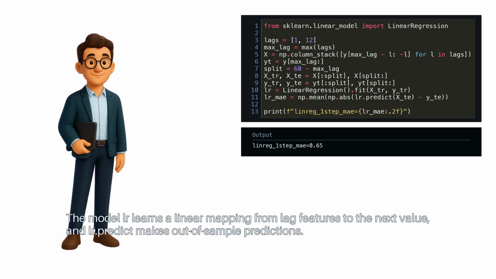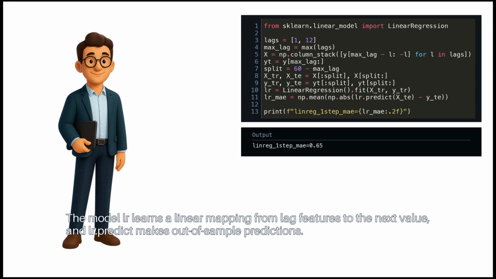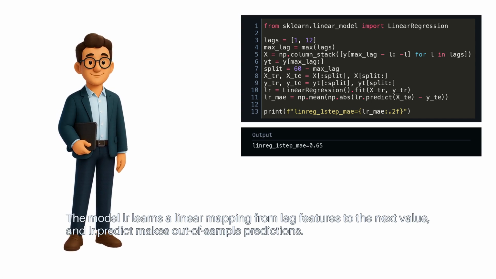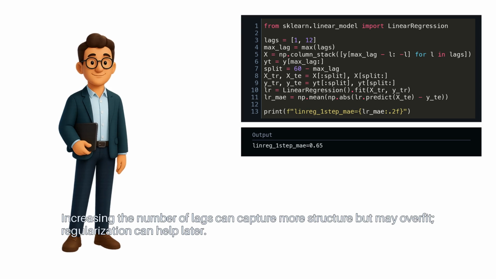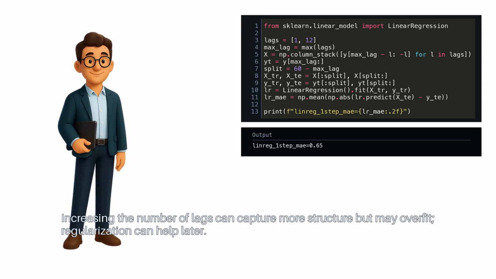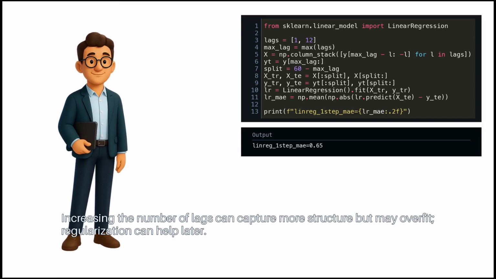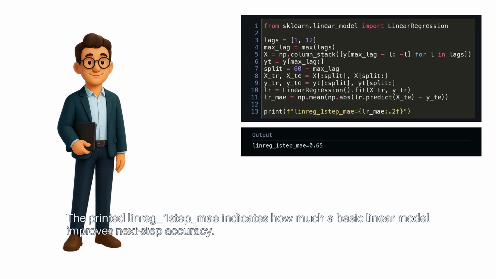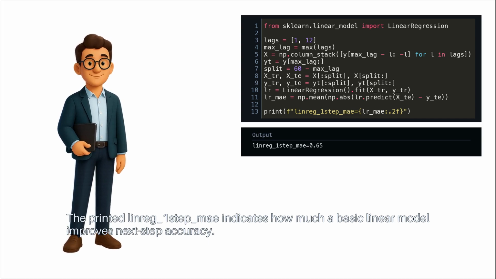The model lr learns a linear mapping from lag features to the next value, and lr.predict makes out-of-sample predictions. Increasing the number of lags can capture more structure, but may overfit. Regularization can help later. The printed linreg one-step MAE indicates how much a basic linear model improves next step accuracy.